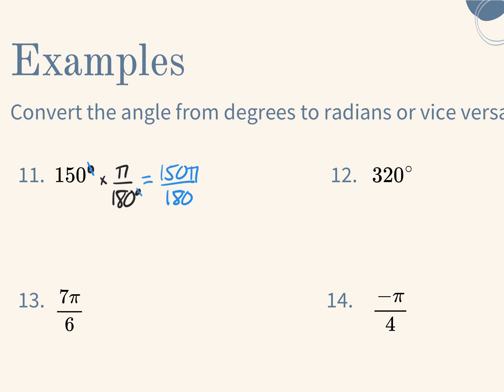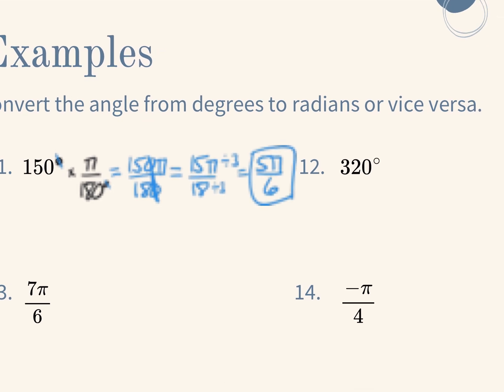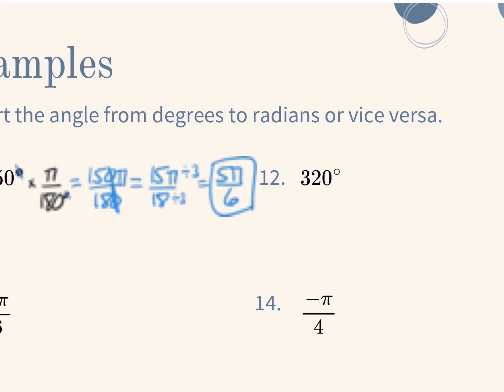The last thing to do is simplify. We know that these can both be divided by 10 because they end in a 0, so I'm just going to cross out the zeros. We get 15 pi over 18. And then 15 and 18, you can divide them both by 3. So then you're left with 5 pi over 6. So 150 degrees is the same as 5 pi over 6 radians. There's no degree symbol there.